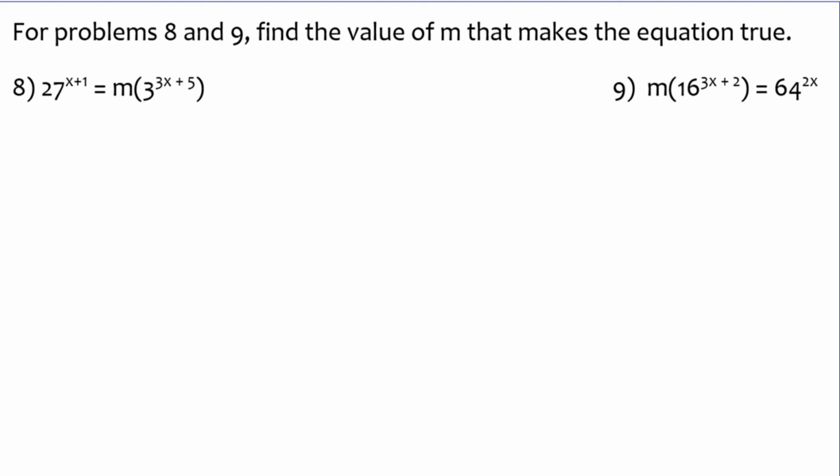Problem number 8 and 9, find the value of m, which shows up in both of the problems, that makes the equation true. So what they're basically saying is, how can I transform the right-hand side so it's equivalent to the left-hand side? Because right now, 3 to the 3x plus 5 is definitely not the same as 27 to the x plus 1.